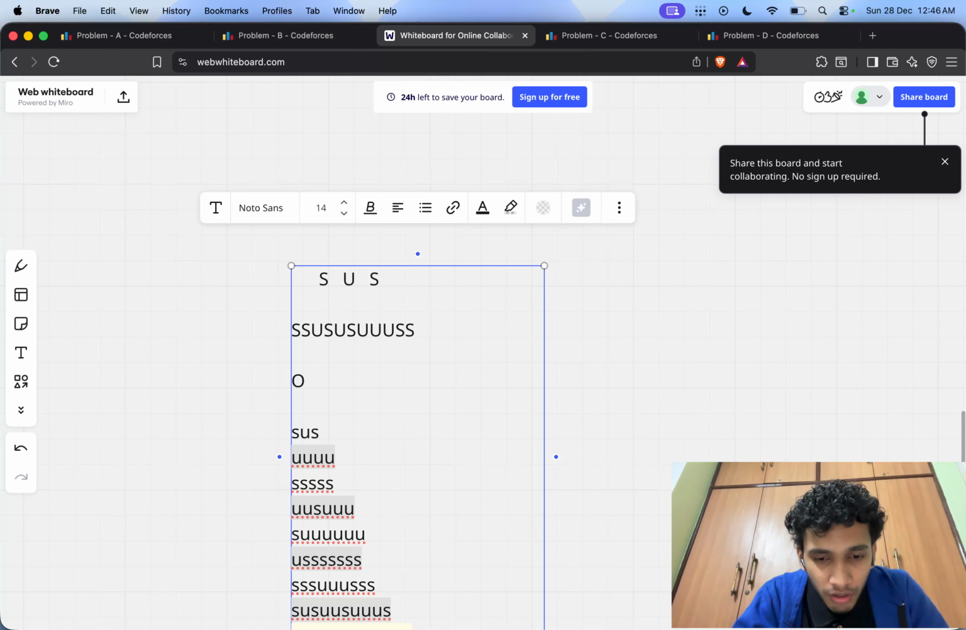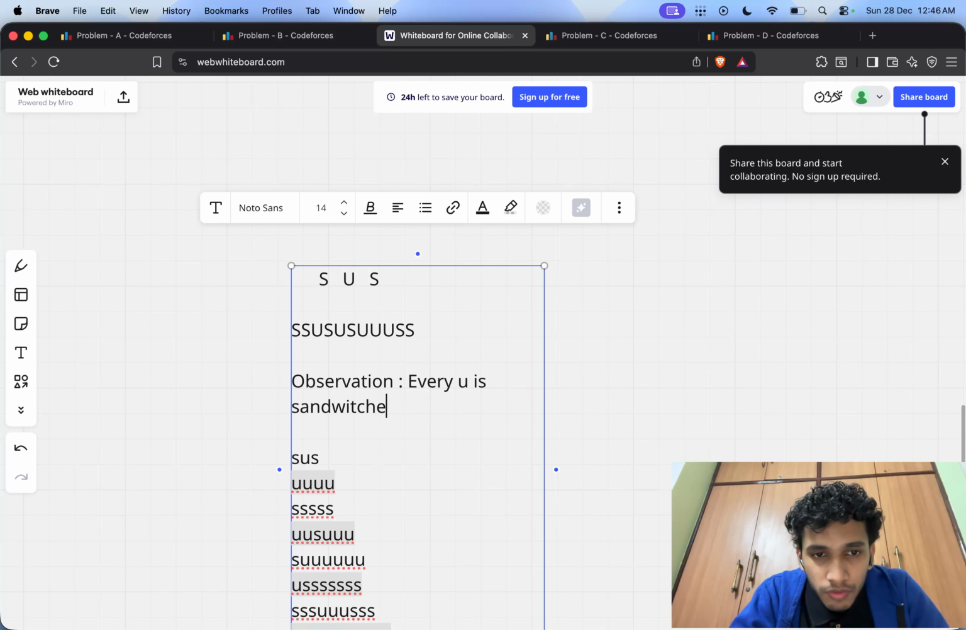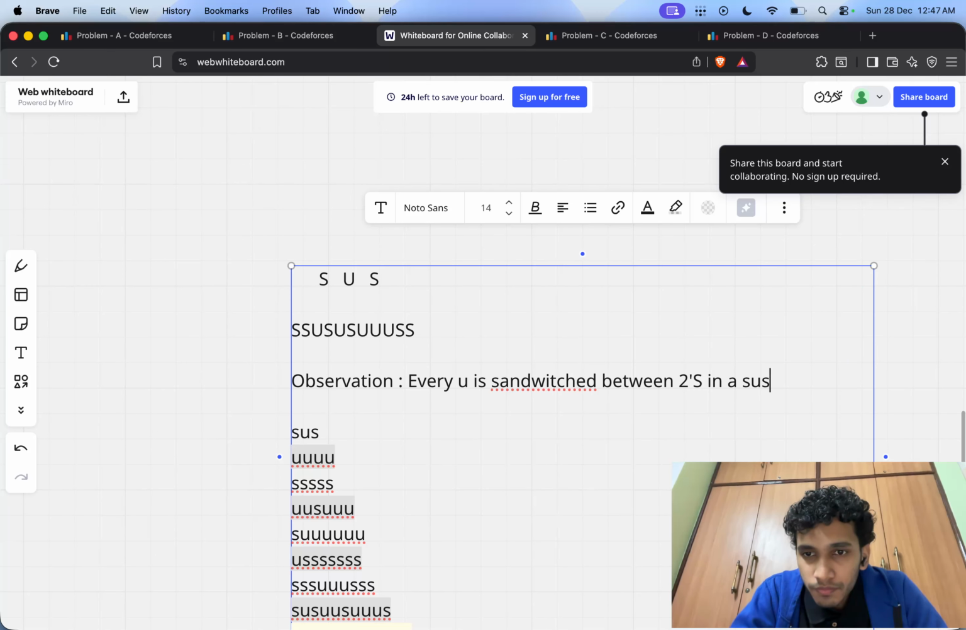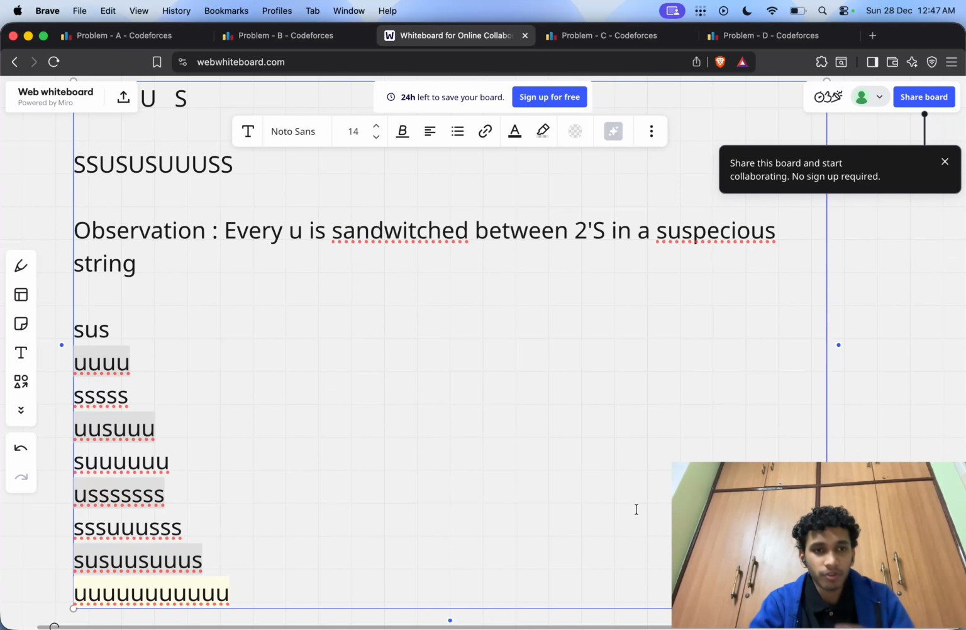So an observation which we can note down is every U is sandwiched between two S in a suspicious string. Alright, this is our observation.